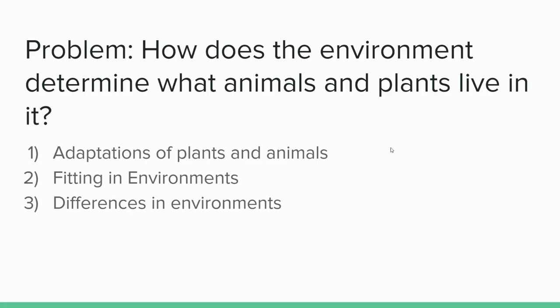The problem is, how does the environment determine what animals and plants live in it? Number one, adaptations of plants and animals. Number two, fitting in environments and differences in environments. Those are the three concepts that you're going to be learning today.